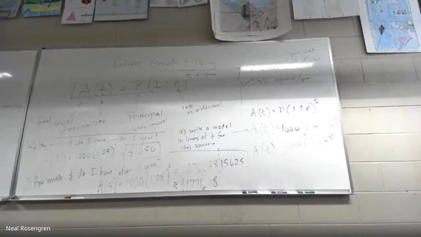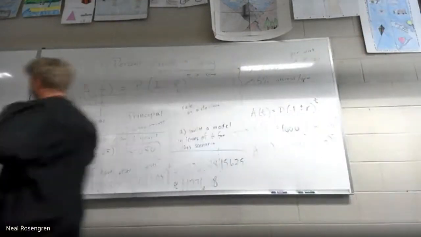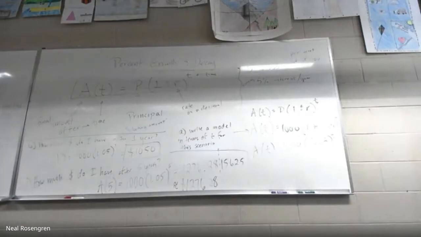You want to do 15%? Yeah, because that's the average of the Dow Jones. Let's do it. New problem. Question number 2. Okay. Let's beef it up a little bit. Let's say we started with 10 grand at 15% interest per year.